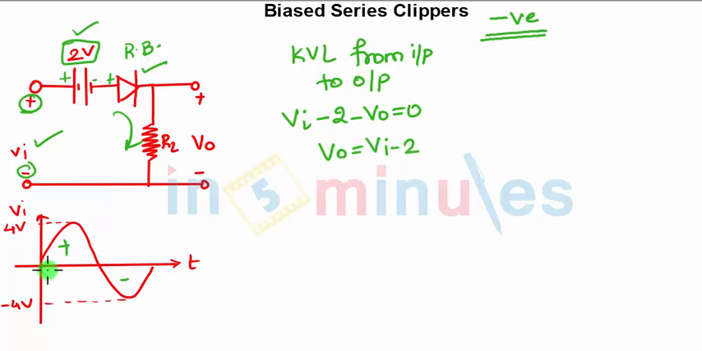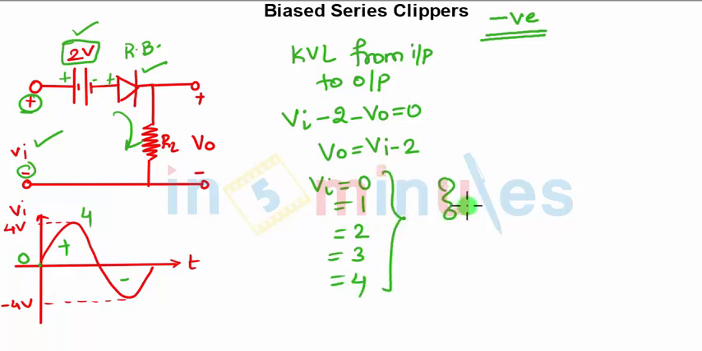So from where to where is your VI varying? In the positive half cycle you are varying your VI from 0 to 4 volts, right? So VI will be initially 0, then 1, then 2, then 3, then 4. For these corresponding inputs, what will be the corresponding output? For 0, it will be minus 2. Since it is minus 2, it will reverse bias the diode, so your output will be 0.